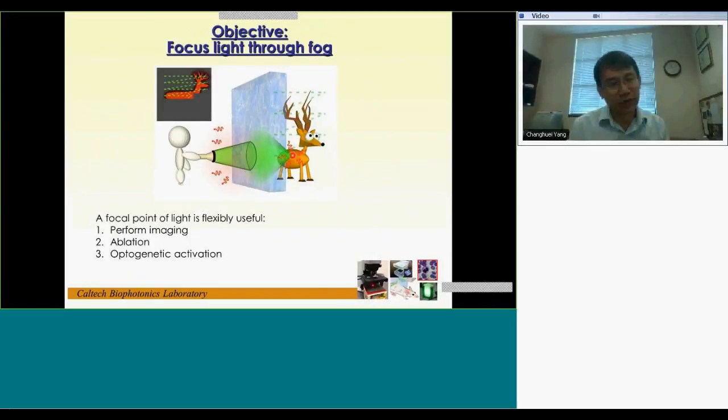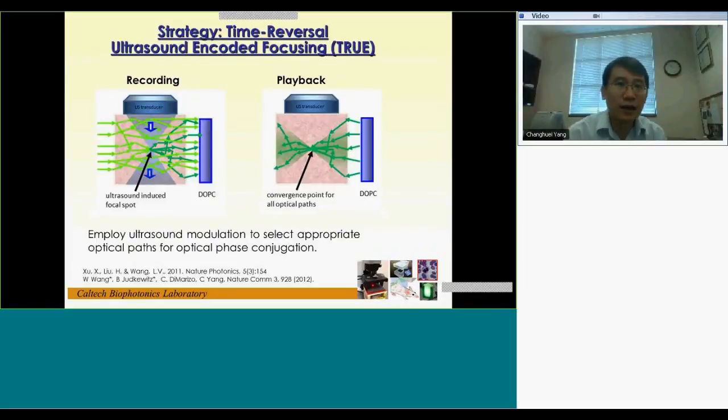All right, again, I just want to draw the attention back to the fact that what we're really trying to do here is to create a focal point of light on the other side of this scattering medium so that we can do useful things with it, or in the middle of the scattering medium. And the strategy that we're employing here is known as time reversal ultrasound encoded focusing. And this proof of concept was first demonstrated by Li-Hong Wang back in 2011.